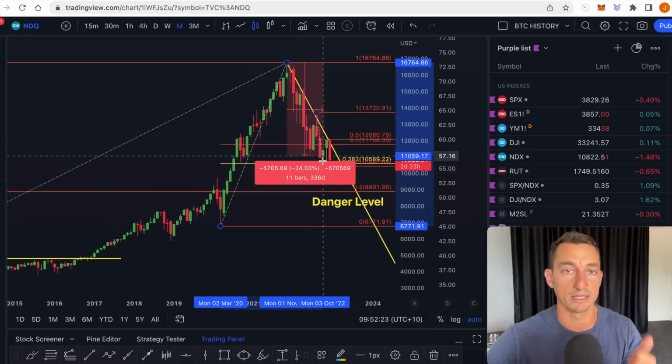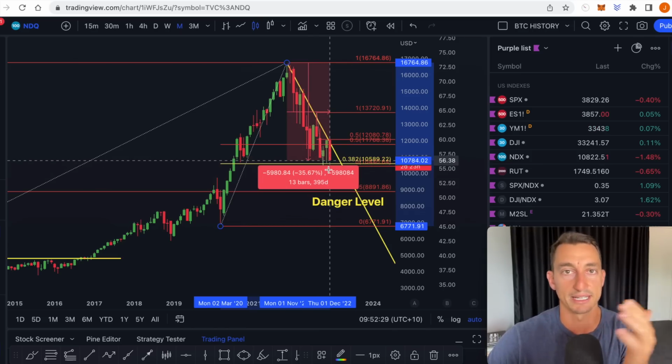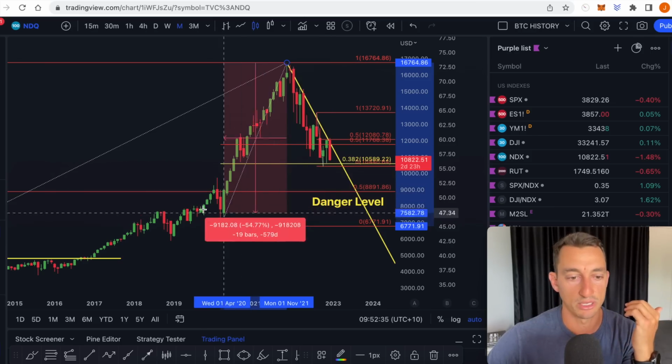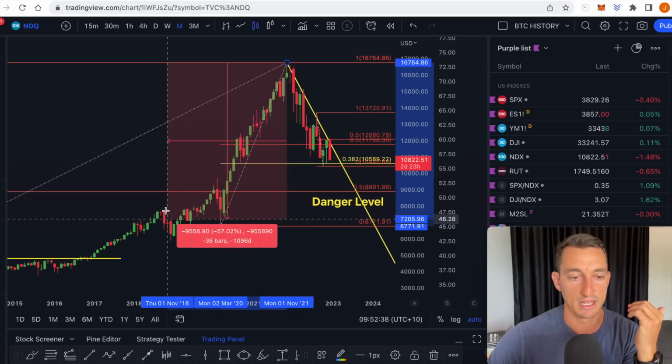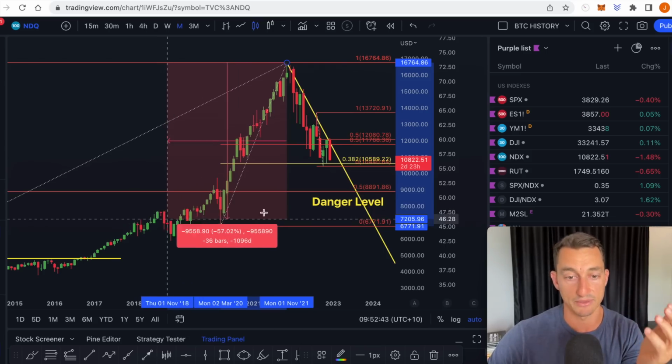It is weaker than the S&P and the Dow Jones, so it is likely that we're going to see further falls on the NASDAQ compared to those other markets. So already this puts tech stocks in a much weaker position. It could go as low as these previous highs you can see in 2019, 2018, so that gives us a drop of around 54%, down to about 7,700 points.